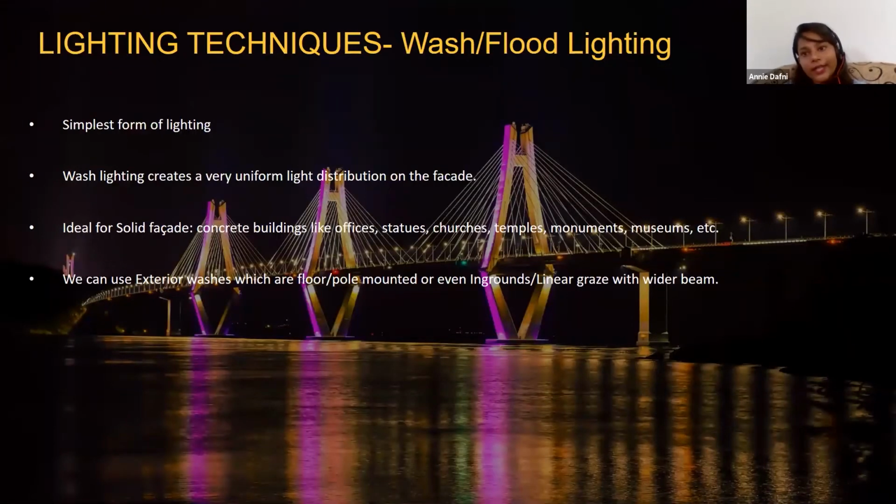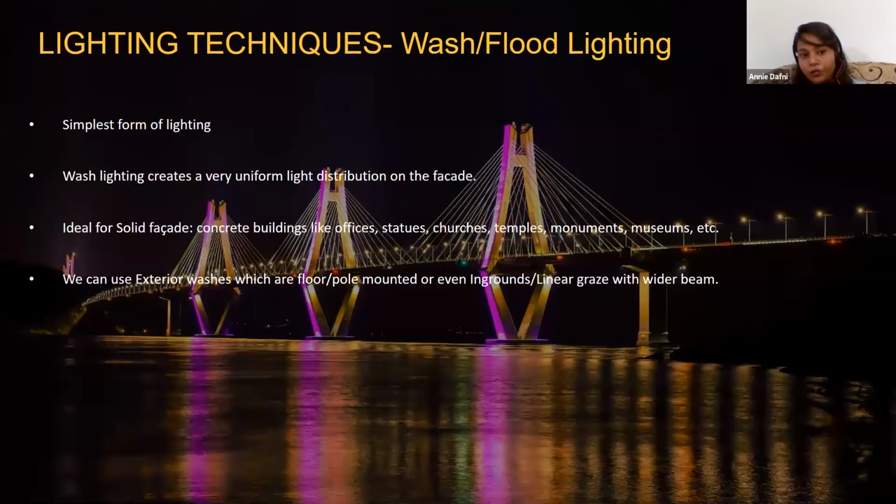So like I said, the first technique, ambient luminescence, but when you're talking in terms of facade lighting, I would like to call it the wash lighting or the flood lighting technique. This is the simplest form of lighting and uses a very optimum, lower number of fixtures, because you're basically throwing light from a distance or just uniformly washing a surface. It makes the entire structure visible to us, and creates a uniform lux level on the surface as well. Again, very ideal for concrete buildings which have a good amount of solid facade, like a church or a statue, temples, monuments, museums, etc.